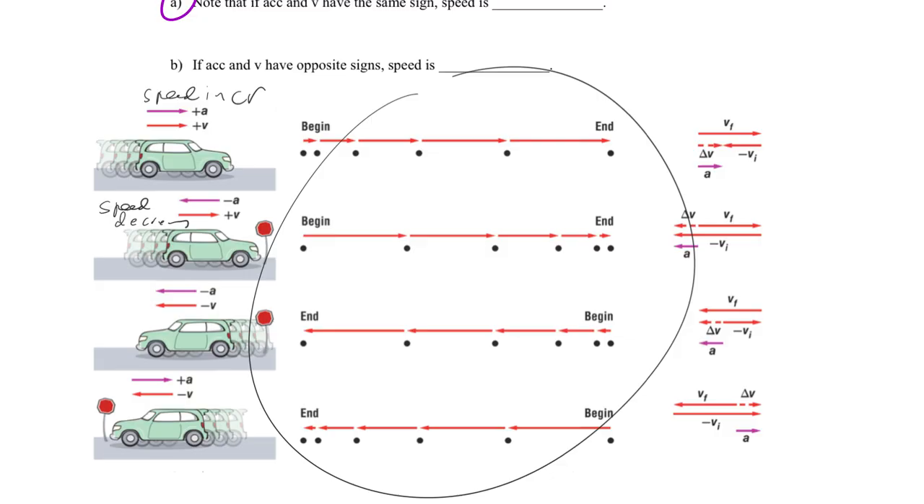These two cases, if you have negative velocity and negative acceleration, because the signs are the same, the speed will be increasing. And negative velocity, because you're going to the left, with positive acceleration would mean the opposites fight each other. Speed decreases.